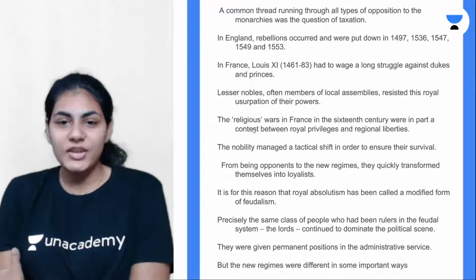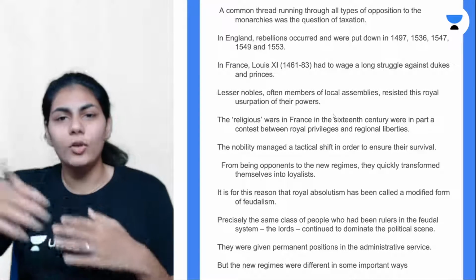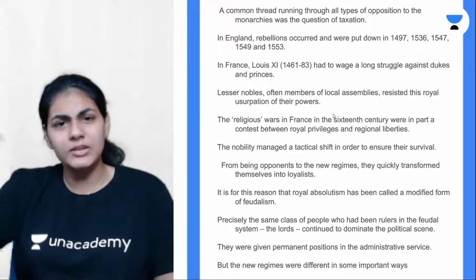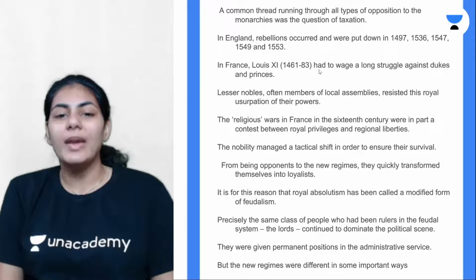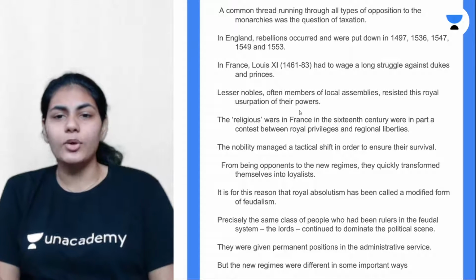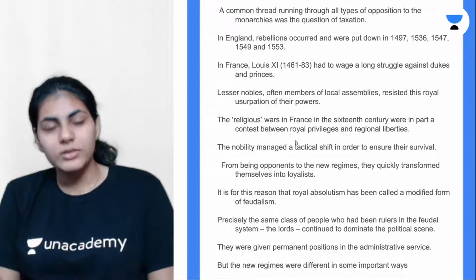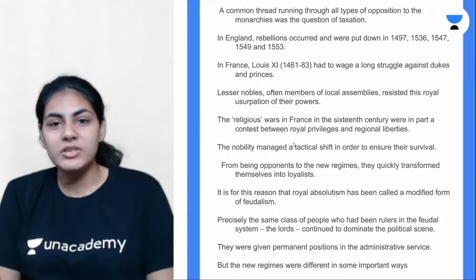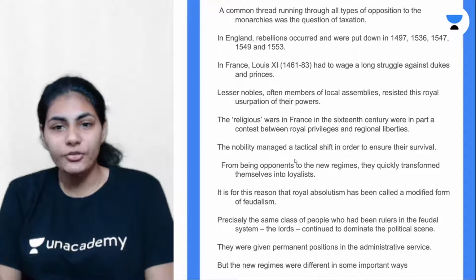Yeah, the religious wars in France. In the 16th century, again, this is a whole other episode, we'll talk about them in the further classes. So basically, there were so many religious wars happening in France in the 16th century. Again, those were also in some sense opposing the authority of the king. The nobility managed a tactical shift.